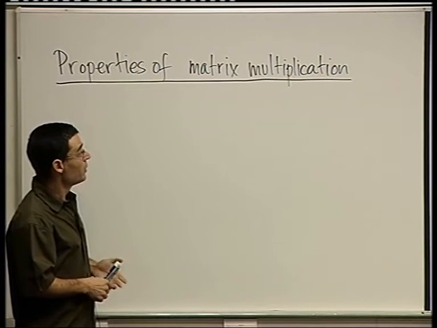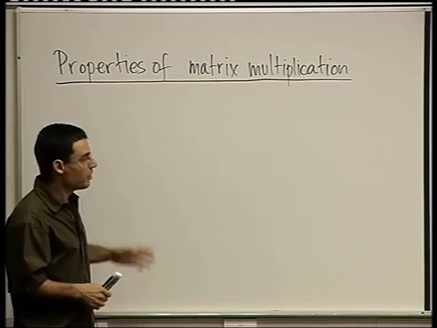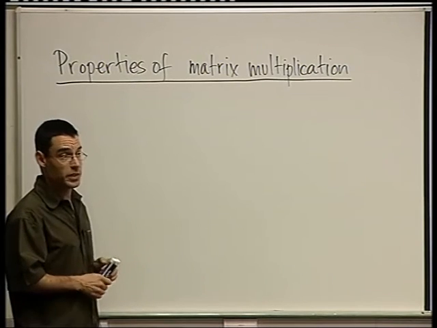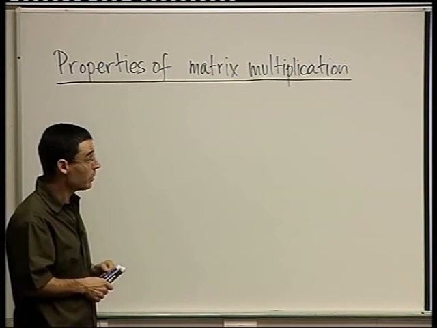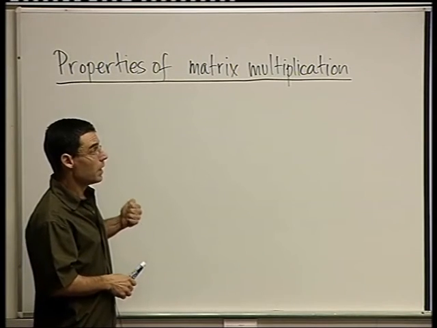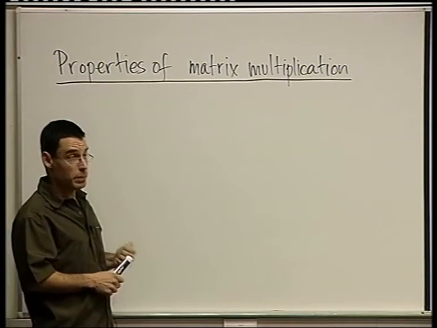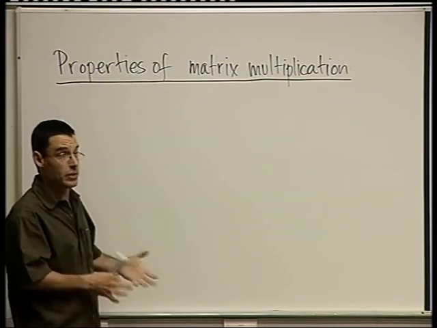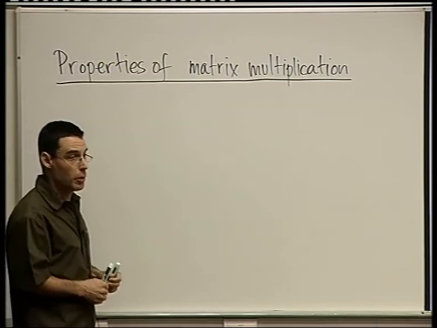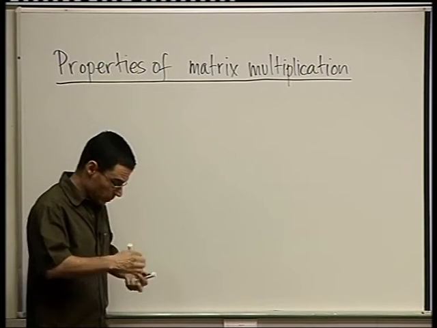For example, there's no cancellation. If you have AB equals AC, that does not mean that B equals C. You can't cancel out the A's, okay? So you have to be very careful and only do things with matrix multiplication when you actually know for a fact that they're true, that they hold. And the way to know is to write it as a theorem and go ahead and prove it. Okay, so that's what we want to do now.